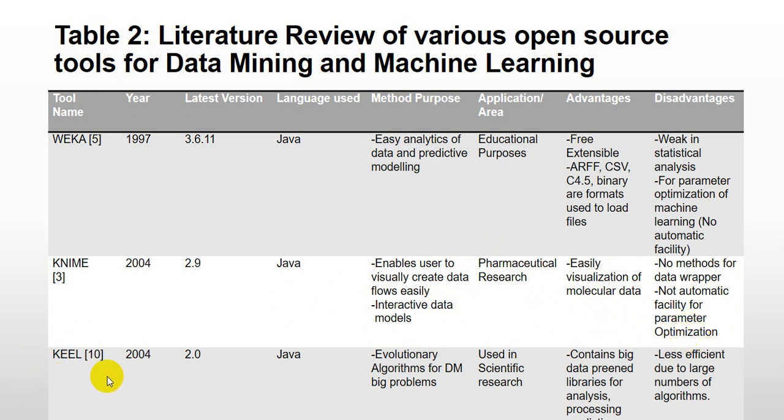Next tool is KEEL. This tool came in the year 2004, latest version 2.0. The language used by this tool is also Java. Evolutionary algorithms for data mining big problems is its main purpose. It is used in scientific research. It contains big data, pre-made libraries for analysis, processing, and predictions. This tool is less efficient due to the large number of algorithms.